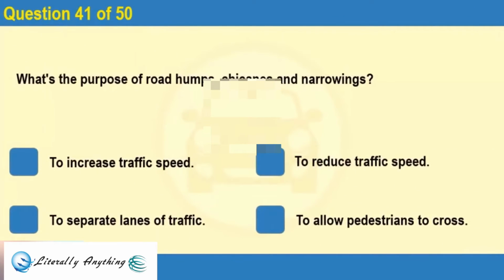What's the purpose of road humps, chicanes and narrowings? 1. To increase traffic speed. 2. To reduce traffic speed. 3. To separate lanes of traffic. 4. To allow pedestrians to cross.